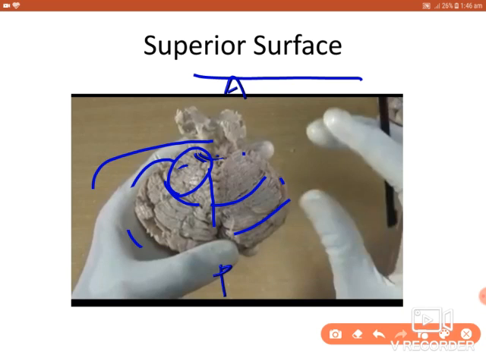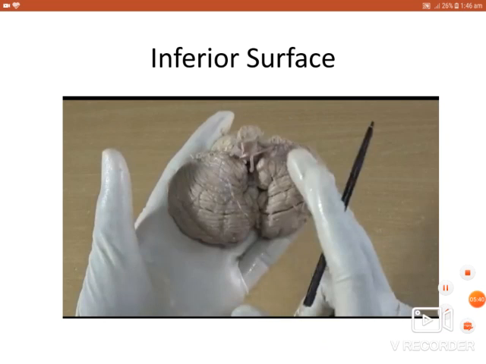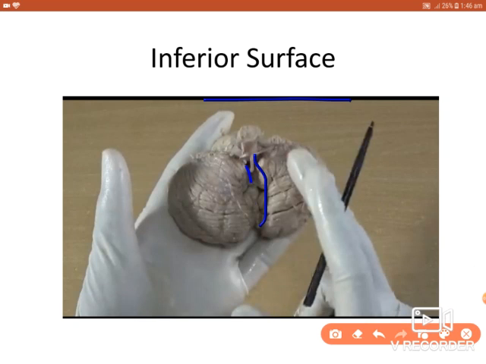Here there is the horizontal fissure, which separates the superior surface, and below there is the inferior surface. This forms part of the posterior lobe. Then here in this inferior surface, this is the vermis. See the vermis here, it lies deeply.